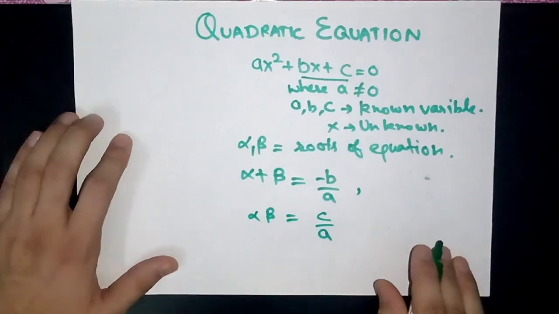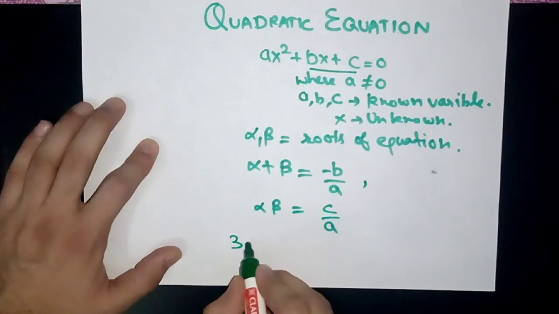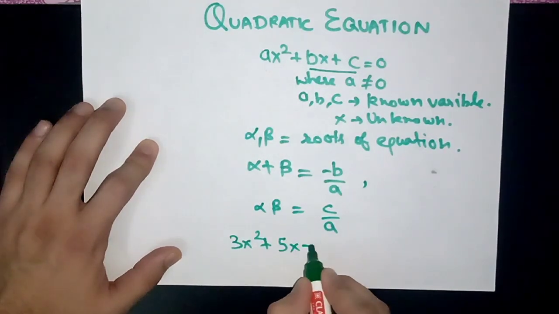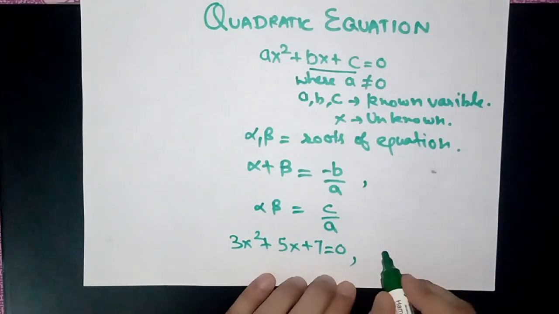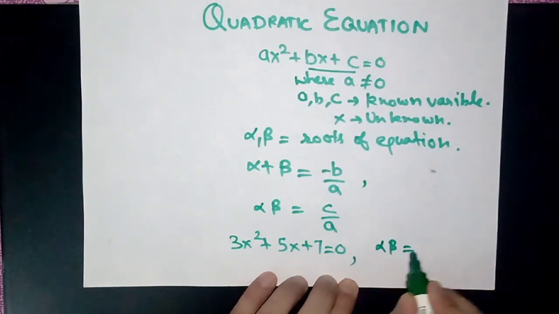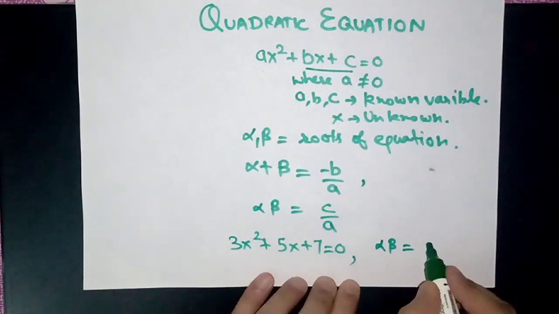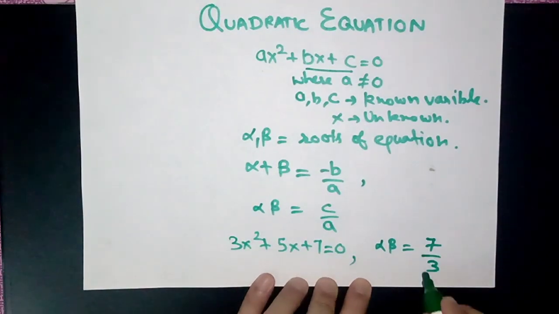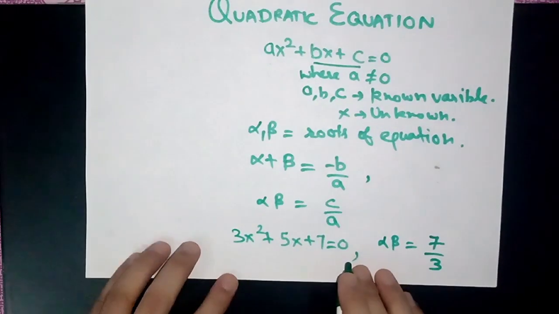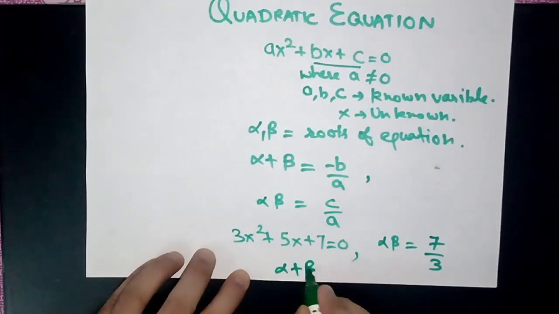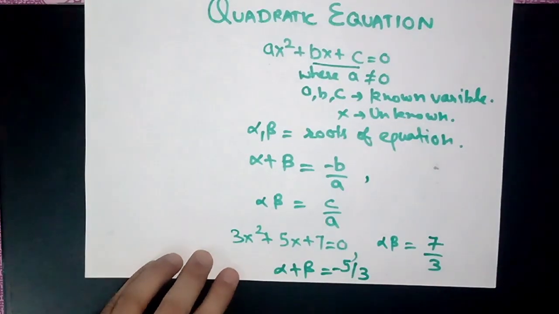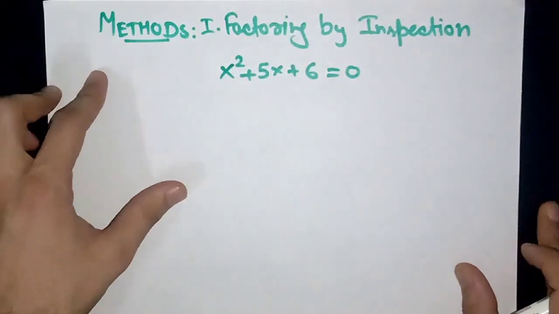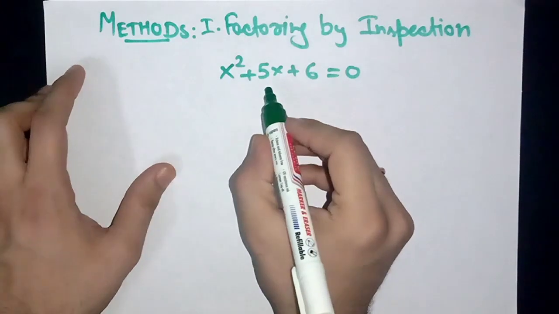For example, if we are given the equation 3x² + 5x + 7 = 0, the product of roots, alpha beta, is equal to c by a, which is 7 by 3, and the sum of roots will be 5 by 3 with a minus sign.